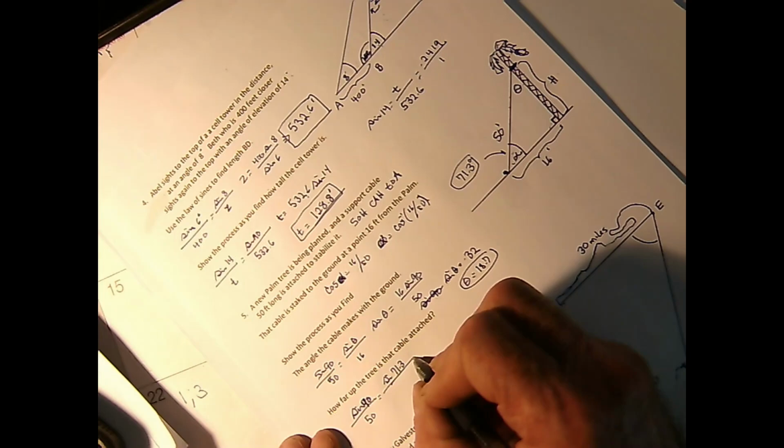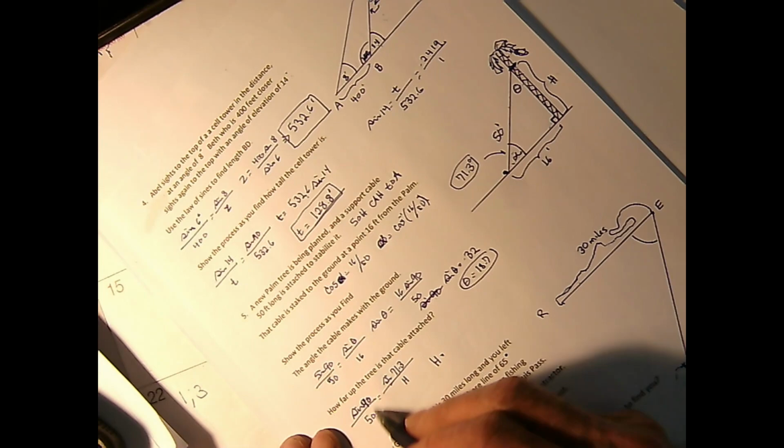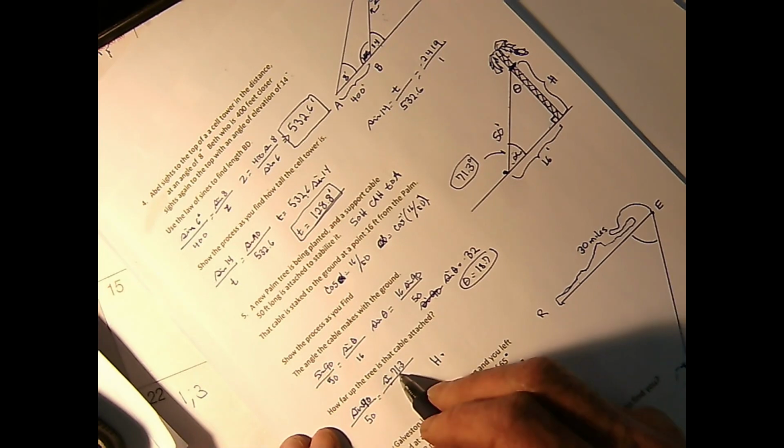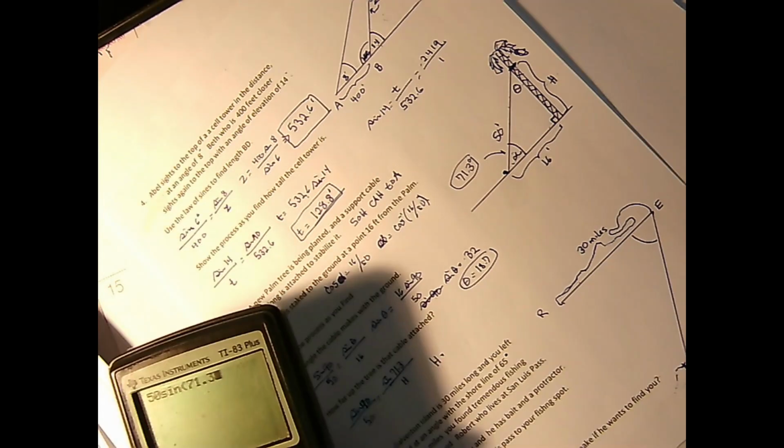You might remind yourself that the sine of 90 is equal to 1, and 1 times h will just be h. You could type all that in if you wanted to, but the sine of 90 is just going to be 1, so it's going to be this product right there. 50 times the sine of 71.3. And I find that to be 47.4.